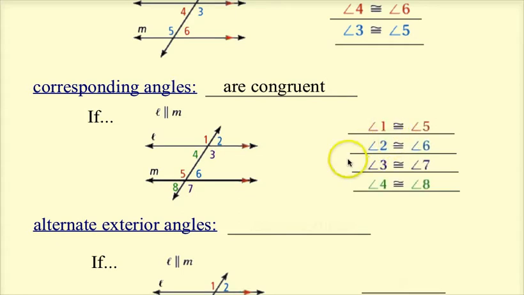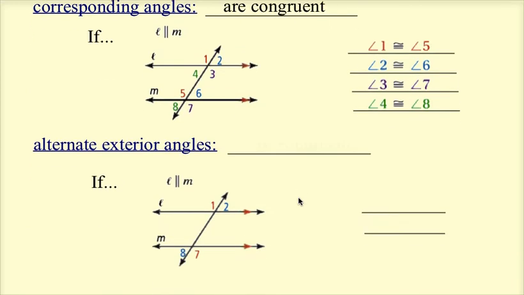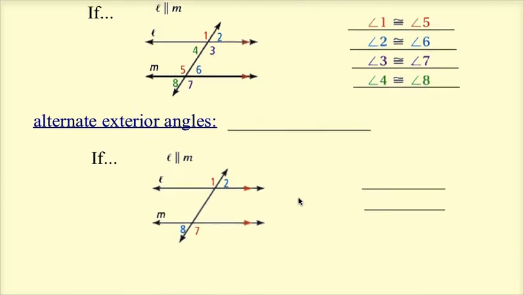So angle 1 is congruent to angle 5. They are corresponding angles, they're congruent. Angle 2 is congruent to angle 6. Angle 3 is congruent to angle 7. And angle 4 is congruent to angle 8. So those are all corresponding angles, and they look congruent to each other. And we're going to see in a minute, if I give you one angle, you actually can figure out all the remaining 7 angles. And then we have our alternate exterior angles.